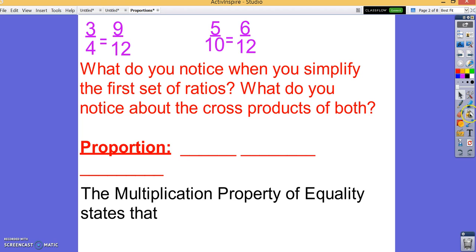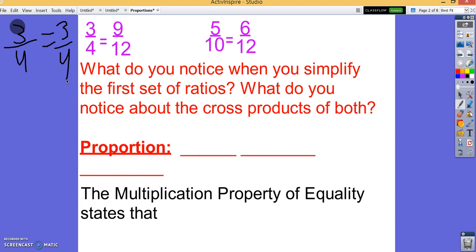All right, so I do want you to write out what we have up here, the proportions up there. You don't need to write out the questions that I wrote out in red though. So what this says is, what do you notice when you simplify the first set of ratios? Well, let's go ahead and do that. If I were to simplify this, what it would end up showing is that 3/4 equals, and then 9/12 also reduces to 3/4, so it would say 3/4 equals 3/4.